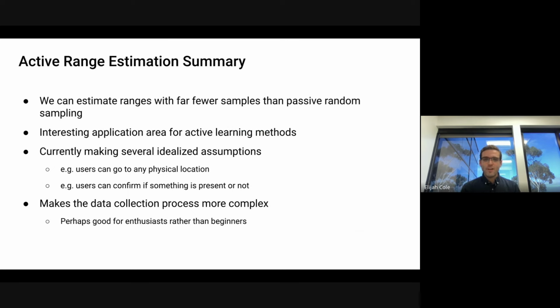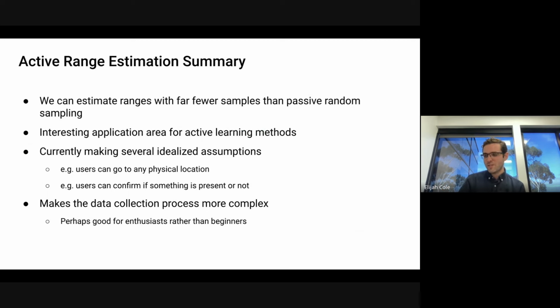However, there's a few idealized assumptions baked in right now. One is that users can go to any physical location, right? The model can say, okay, go to the peak of Mount Everest and check if the species is present. Obviously, that's not very practical. And we're also assuming that users are capable of confirming whether something is present or not. And so this is often a difficult task.